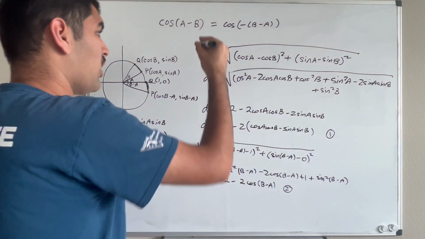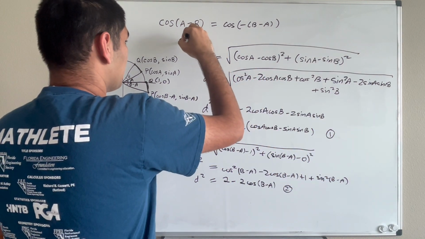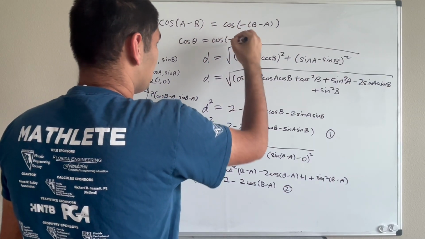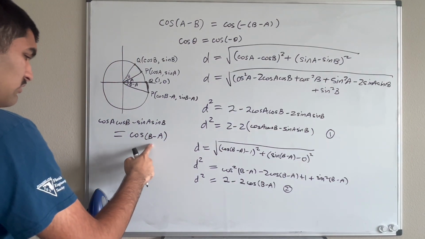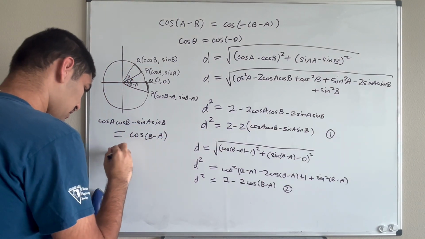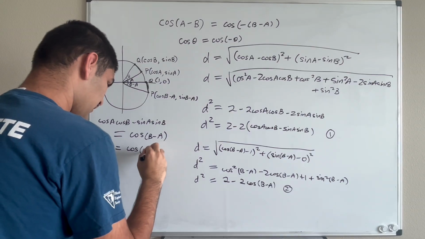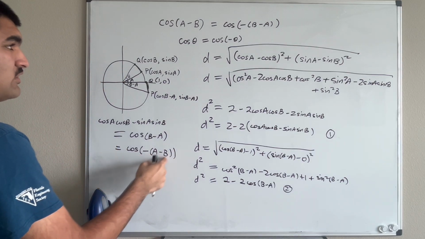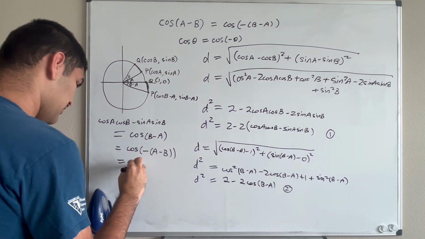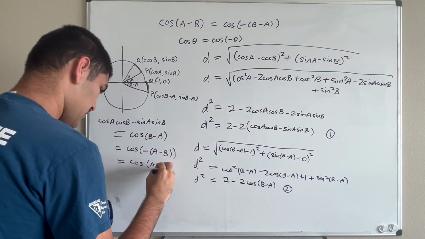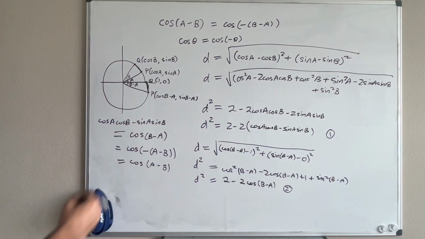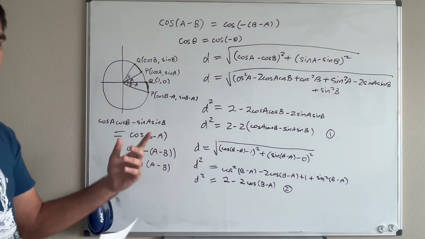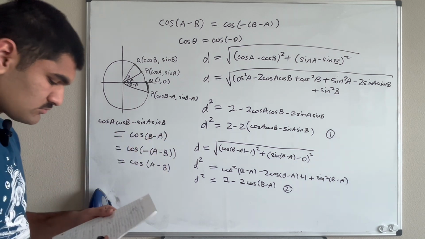But then from our even-odd identities, we know that cosine of theta is the same thing as cosine of negative theta. So that's why we can rewrite cosine of B minus A as cosine of negative (A minus B), right? But then this is cosine of negative theta, and so this is just equal to cosine of theta. This is equal to just cosine of A minus B. And then, boom, we proved the identity for cosine A minus B, right? So it's equal to cosine A cosine B minus sine A sine B, as you remember.